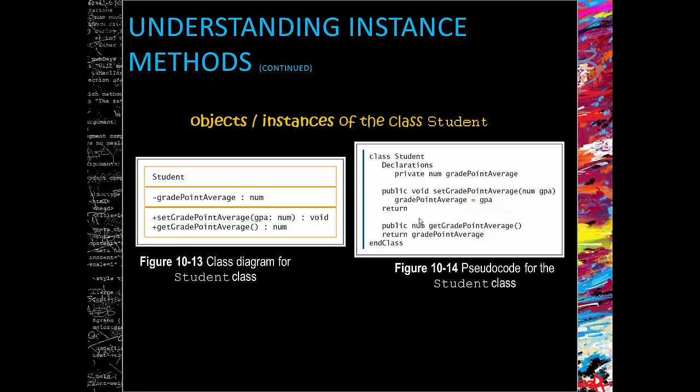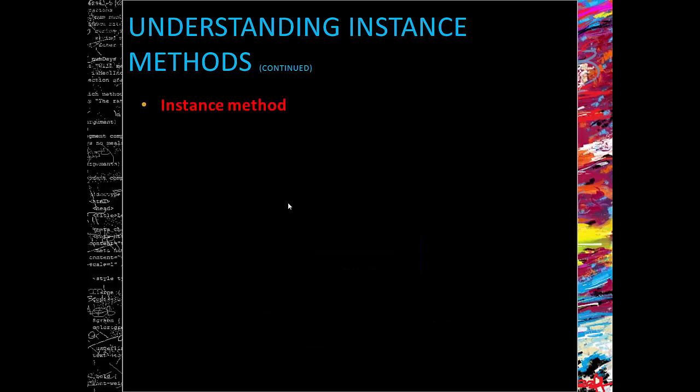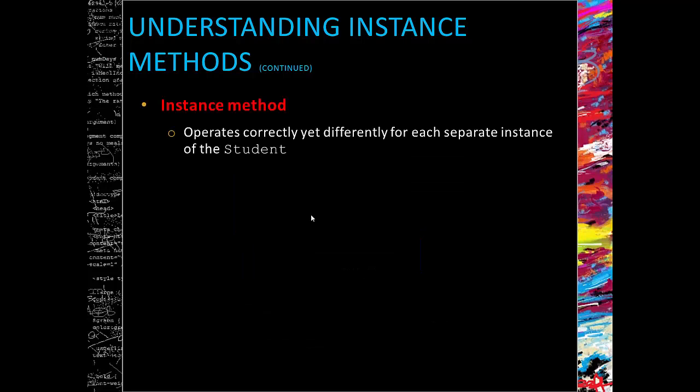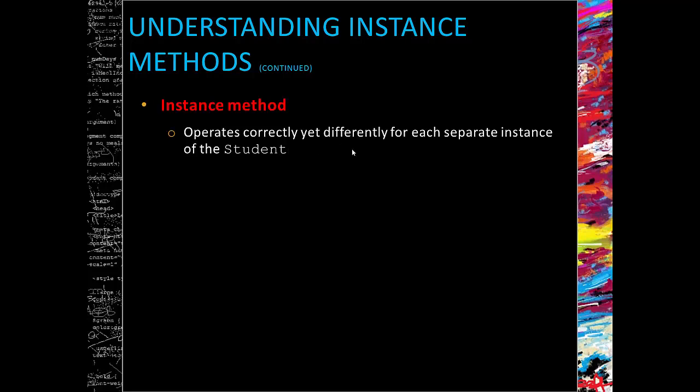How are we going to know which grade point average is being set or retrieved? Well, this is where our instance methods come in. This is a method that works appropriately with different objects. The student demo class over here contains only one copy of the get and set methods, which can work correctly for any number of instances. So it's going to work correctly for one sophomore, for one junior, and for one senior. Hence, it operates correctly yet differently for each separate instance of the student.